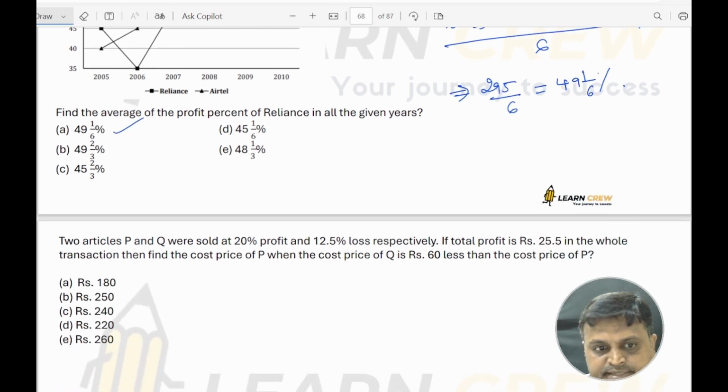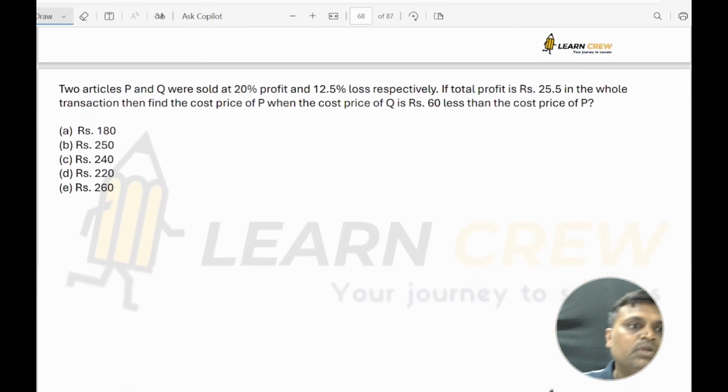Option A is correct. Next, two articles P and Q are sold at 20% profit and 12.5% loss, Q being sold at 12.5% loss, and the total profit is 25.5 rupees on the whole transaction. Find the cost price of P.